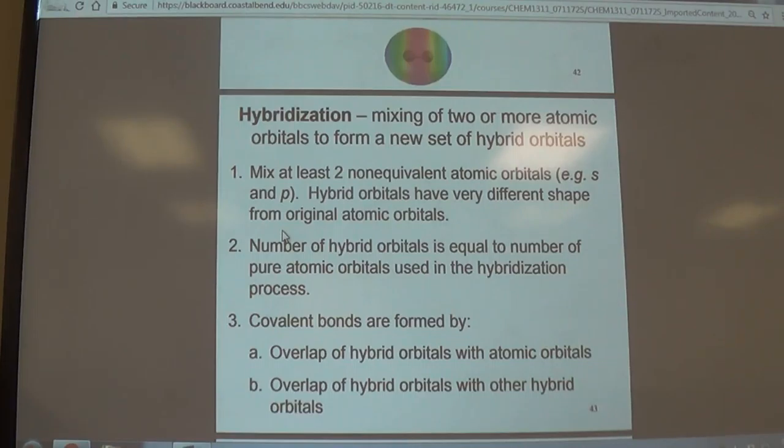So that it'll be much shorter. All right. Any question on the valence shell electron-pair repulsion theory?